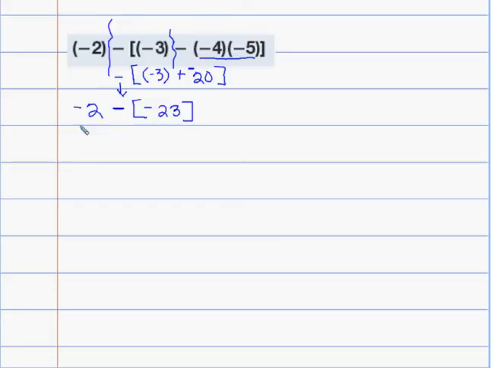So now my problem is negative 2 minus negative 23. Now remember, we never subtract, so this problem is really negative 2 plus the opposite, a positive 23. Negative 2 plus 23 is going to end up being 21.